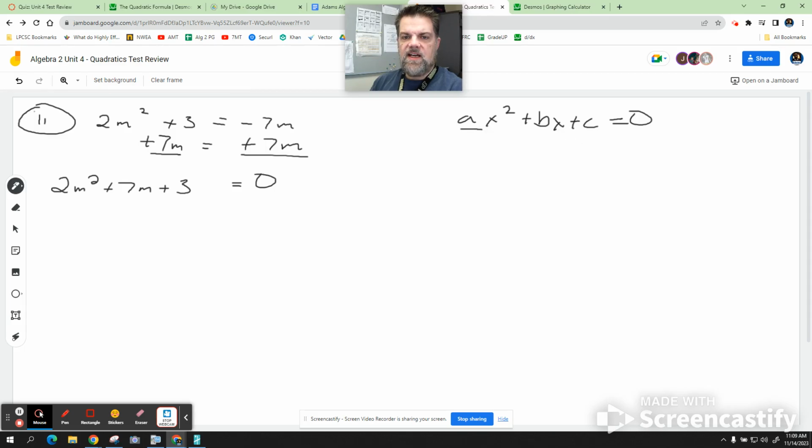Next step, I'm going to identify the a, b, and c. So a is the number in front of the squared variable, so a is equal to 2. b is the number in front of the variable to the first power, so positive 7. And then c is the constant, which means no variable, which is 3.